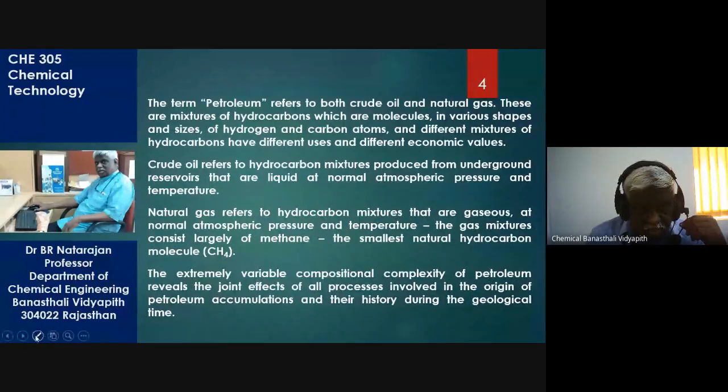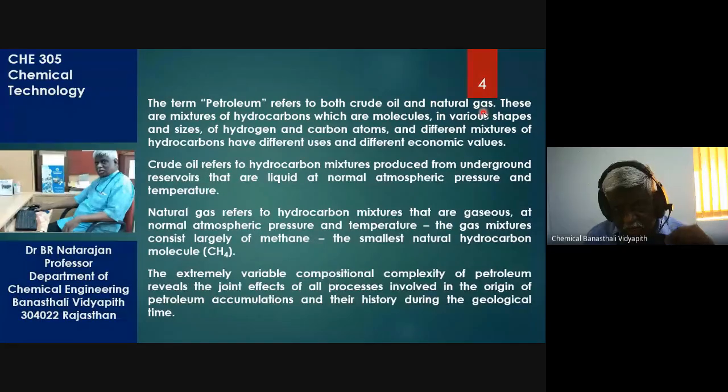Well, the term petroleum refers both to crude oil and natural gas. These are mixtures of hydrocarbons, which are molecules in various shapes and sizes of hydrogen and carbon atoms, and different mixtures of hydrocarbons have different uses and different economic values. What you use for an aeroplane, you can't use for a car. What you use for a car, you can't use for a truck. So there are many differences. They're all hydrocarbons, but they have different uses, different properties and different values.